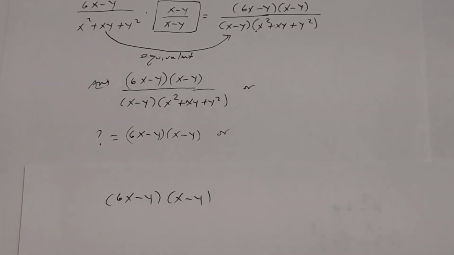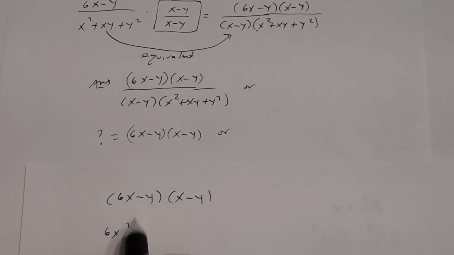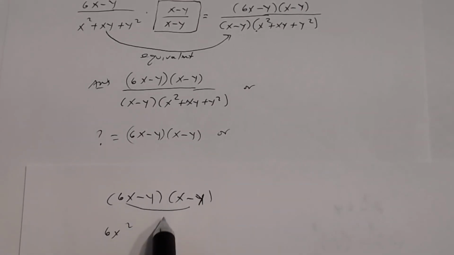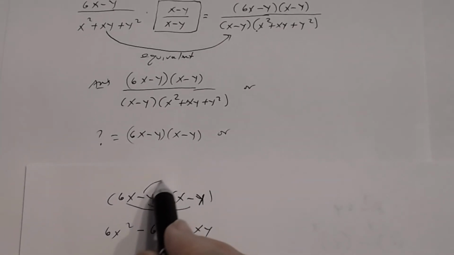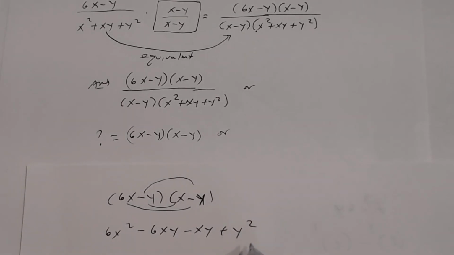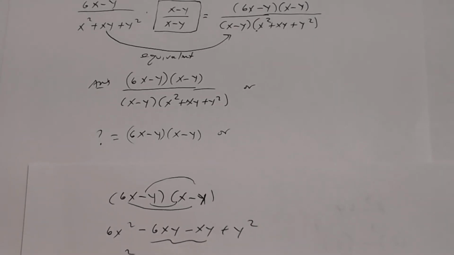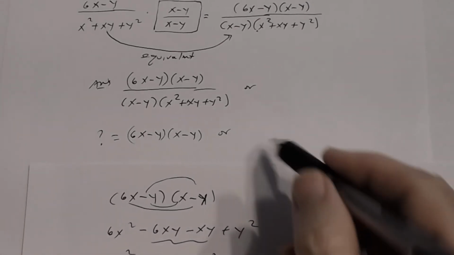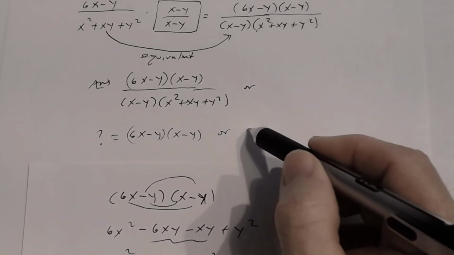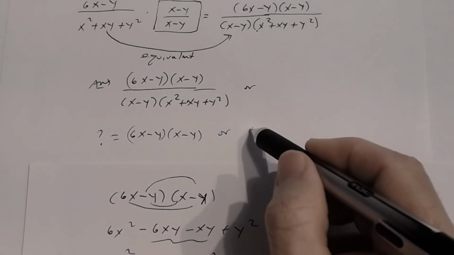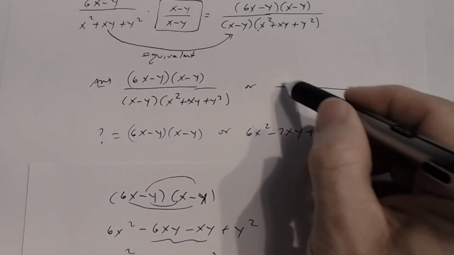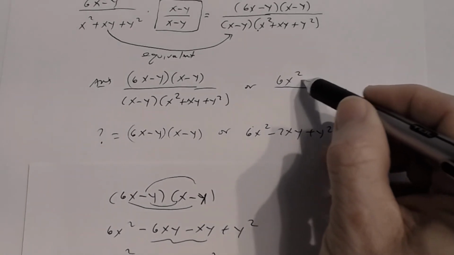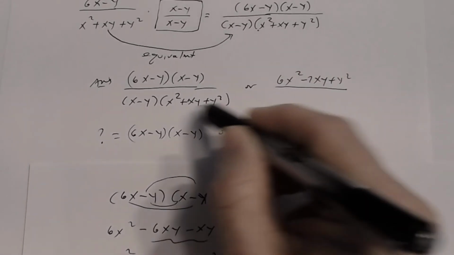And so 6x times x is 6x squared. The outer is negative 6xy. The inner is a negative xy. And the last, a negative y times a negative y is a positive y squared. Combining like terms, I get 6x squared, that's going to be a negative 7xy plus y squared. So that'll be the numerator. So you can say either this or this. But again, always leave the denominator in factored form. 6x squared minus 7xy plus y squared. Or in this case, it would be 6x squared minus 7xy plus y squared divided by the denominator.